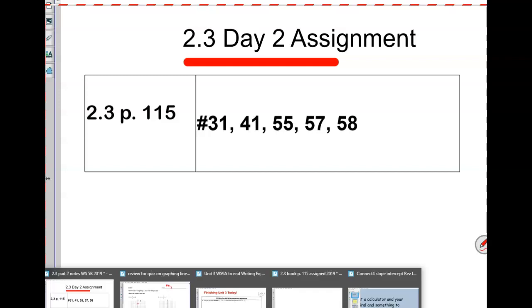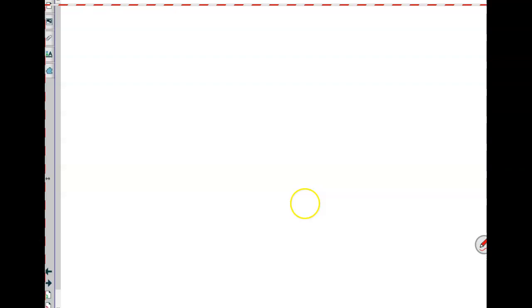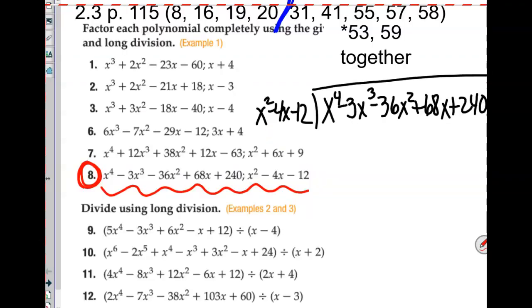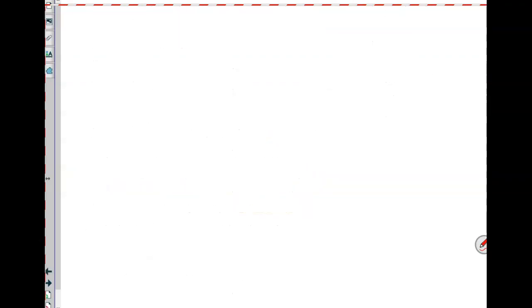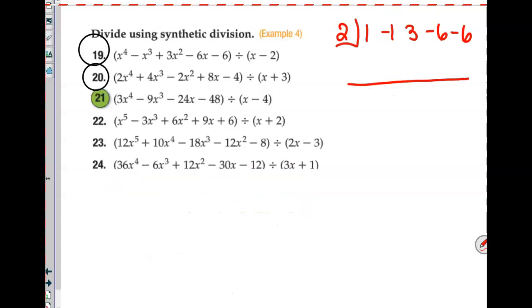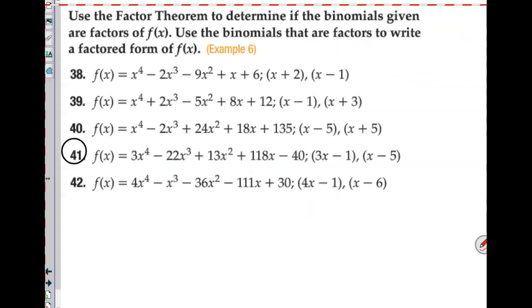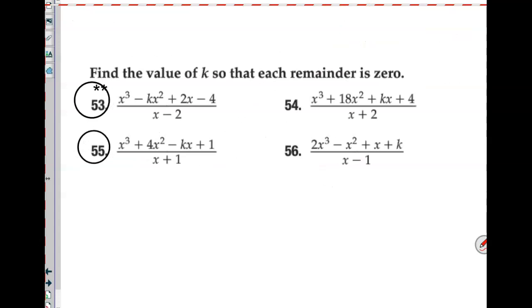Okay, the 2 questions we're supposed to do are 53 and 59. Just go ahead and write them on your homework, because you're going to have to do 55 in a second. 53 is an added homework addition here, okay? Page 115, yes. Section 2.3.